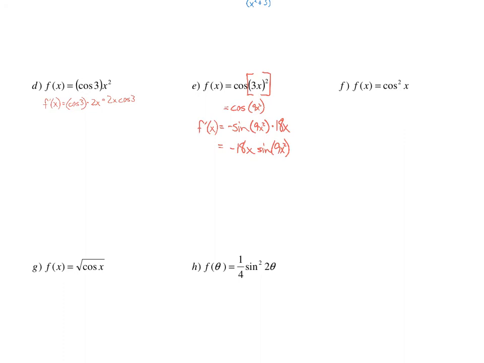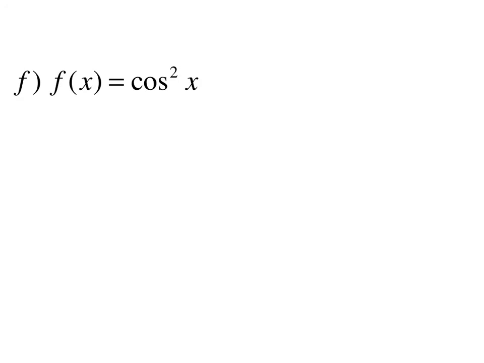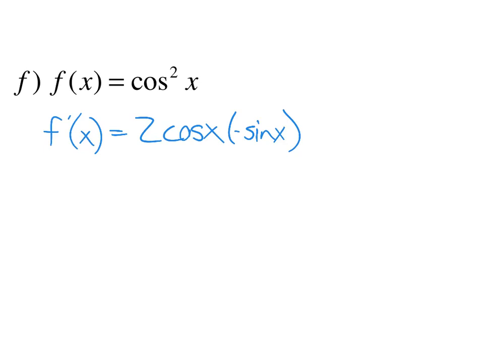You could make it cosine times cosine and do product rule. That would work too. It would be longer. Because here, with the chain rule, if the outer function is something squared, what's the derivative of something squared? 2 times something. But then I've got to multiply by the derivative of that something. What's the derivative of cosine? Minus sine. So I'm multiplying by negative sine. So this is a negative 2 sine x cosine x.